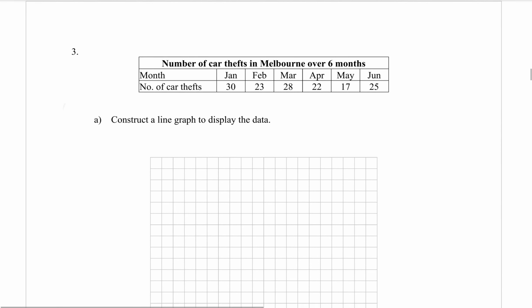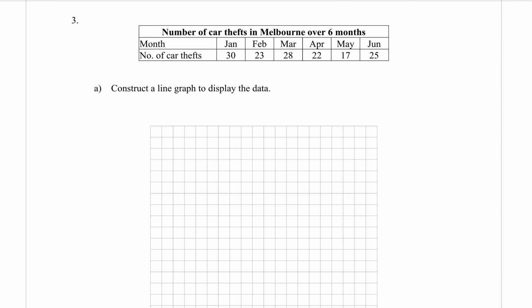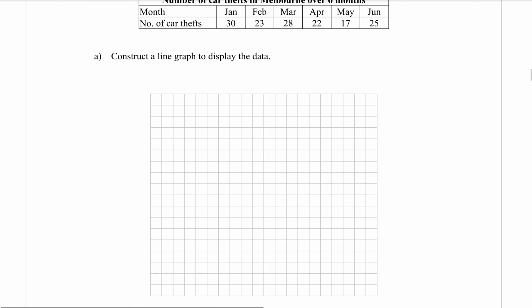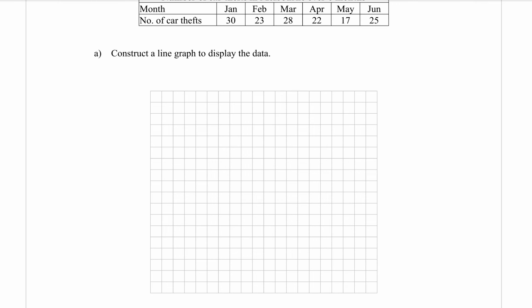Okay, next, we obviously don't just read the information off the graph, we have to make one ourselves. So the data is given to us in a table, and it's the number of car thefts in Melbourne over 6 months. So we've got the month of the year, and we've got the number of car thefts. The month. Which axis should that go on? The horizontal one or the vertical one? Correct. Horizontal. Okay, because that is time, which is going up by a constant amount. We're going up every month, so that goes on the horizontal axis.